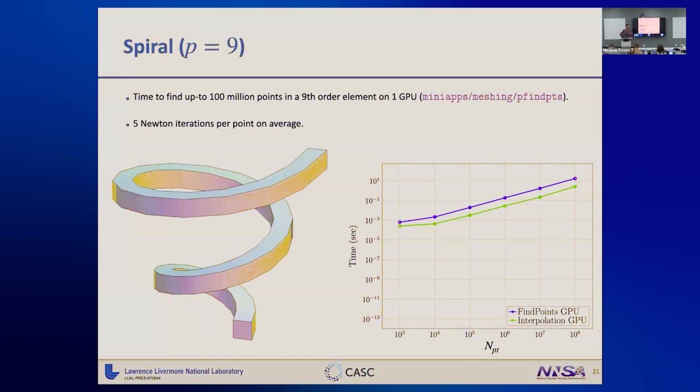And going back to our Newton's method, it takes about 5 Newton iterations on average per point. The solution here, the interpolation, is basically at machine precision accuracy.